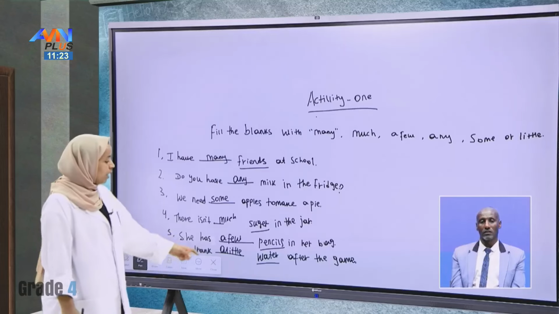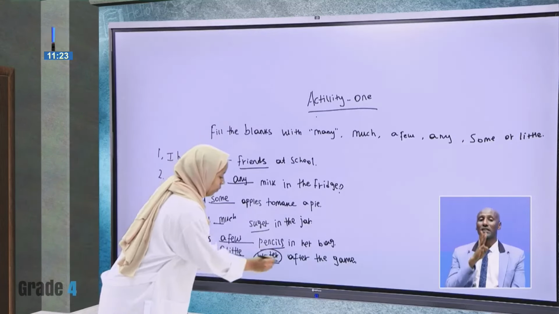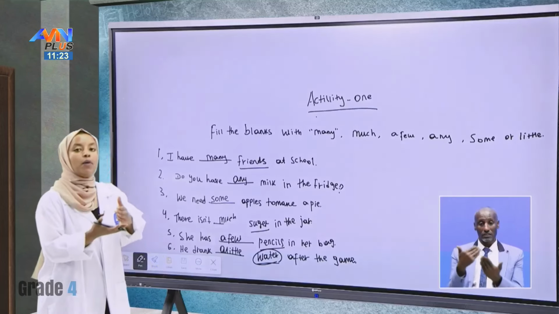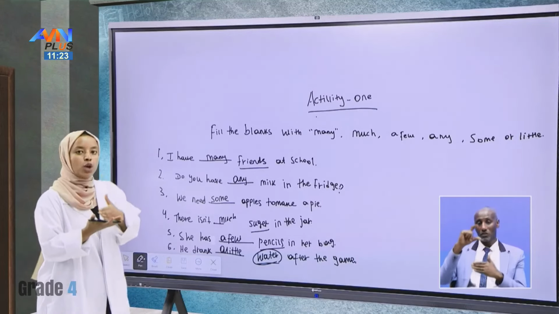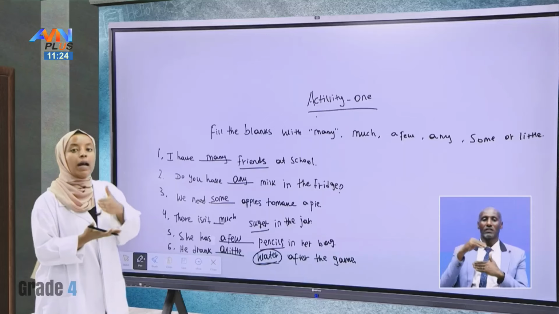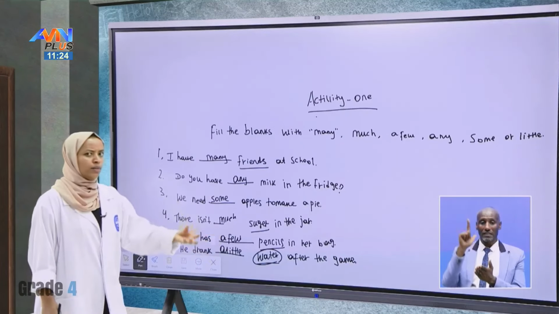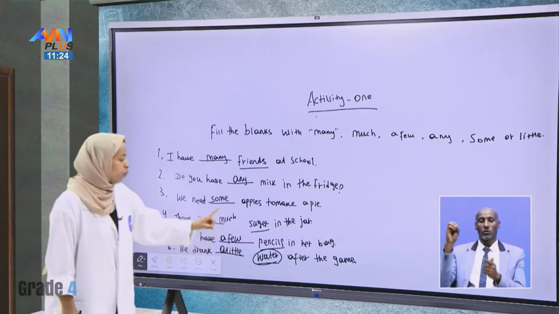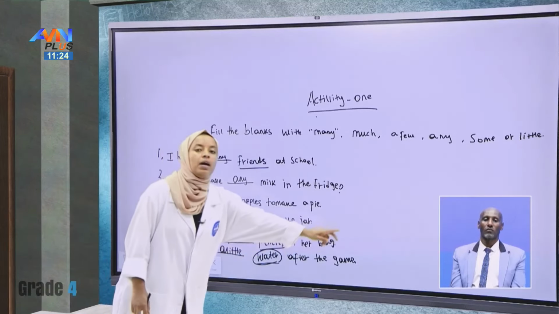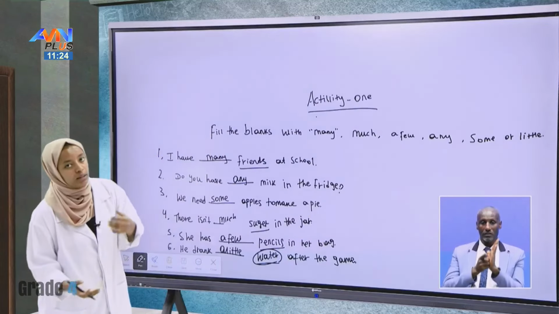He drank a little water after the game. Water is an uncountable noun. It's also a small amount. So when we come to a small amount for an uncountable noun, we can use a little milk, sometimes oil too. So he drank a little water after the game. This is an example of an uncountable noun.